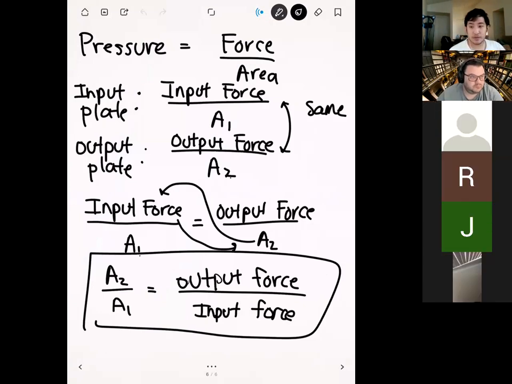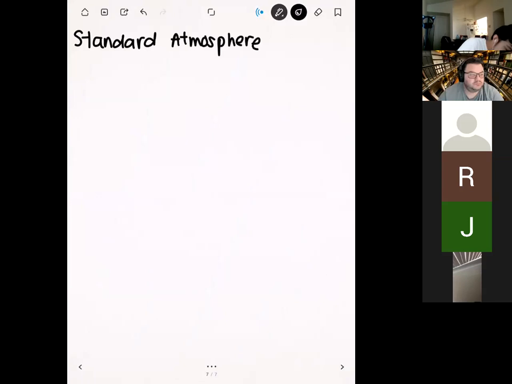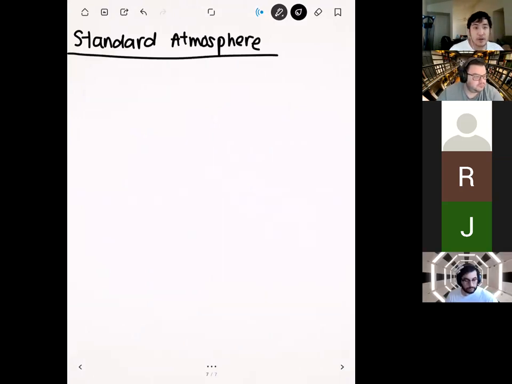All right, any more questions on this? Okay, so let's move on to the next concept, which is standard atmosphere. So with standard atmosphere, we're basically going to be talking about atmospheric pressure. And so just right after I told you that the free surface is 0.